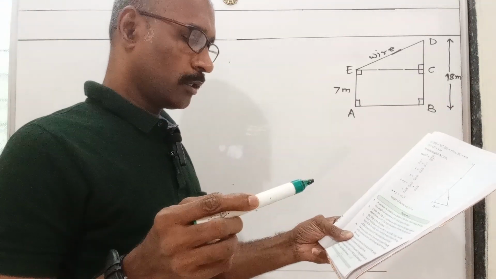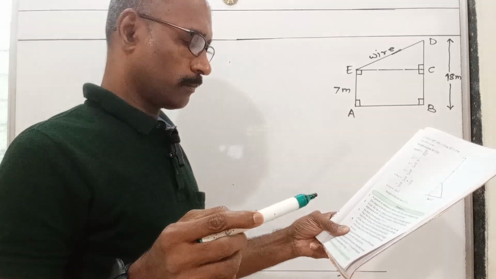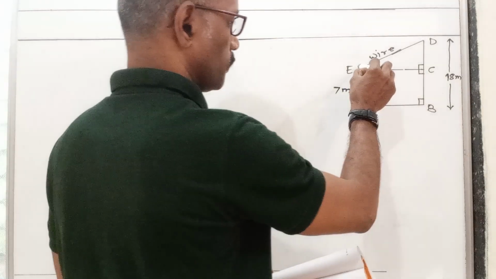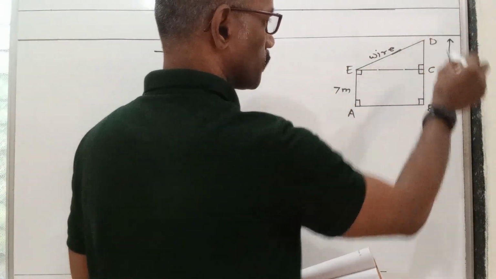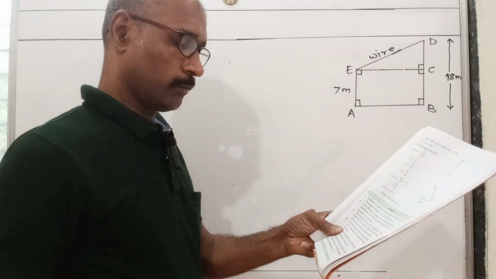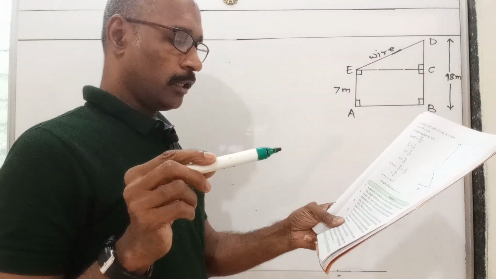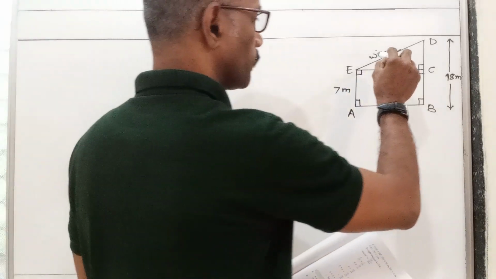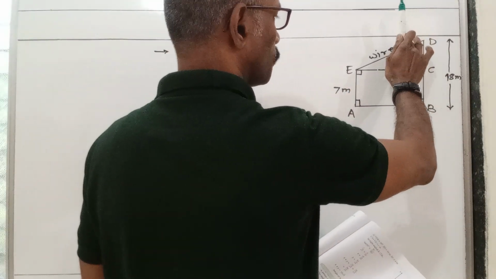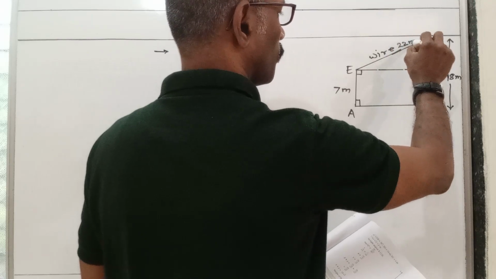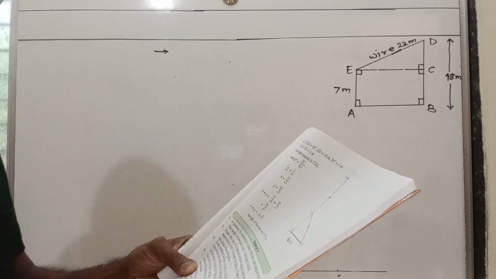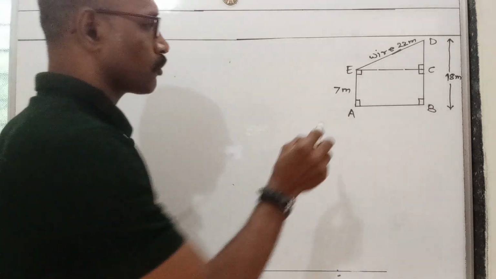Now the length of wire fastened at their tops. This is the top of the smaller and this is the top of the higher. Those are fastened with wire and the length of that wire is 22 meter. Find the angle made by the wire with the horizontal.